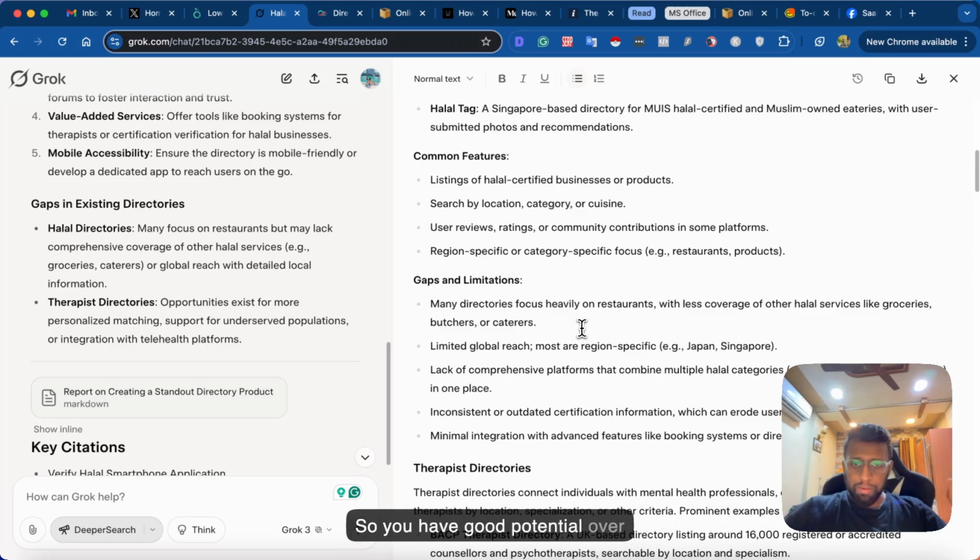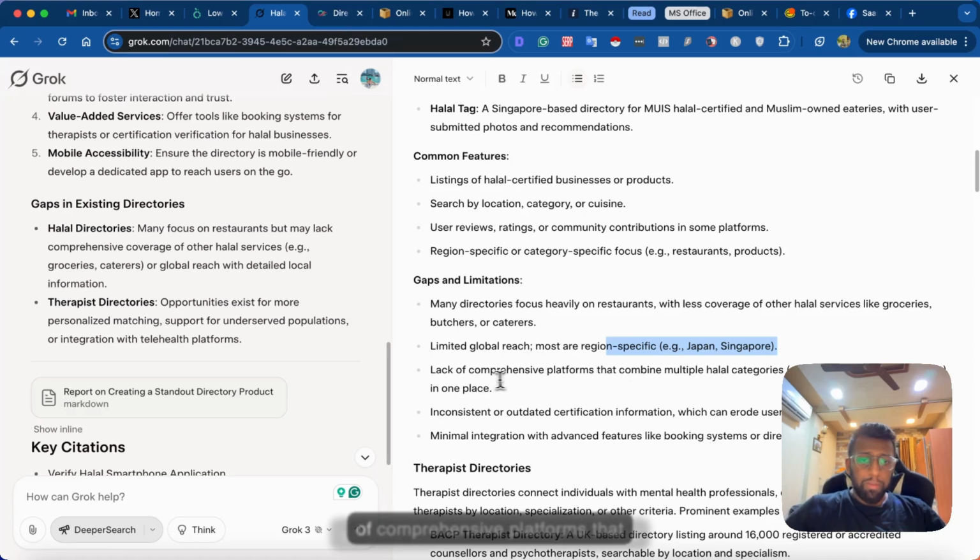So you have good potential over there. Limited global reach because most are region specific, Japan and Singapore. So maybe you can scale up to different countries which have more Muslim population, maybe Indonesia, Pakistan, Bangladesh, or something like that. Maybe India as well. So you can do that.